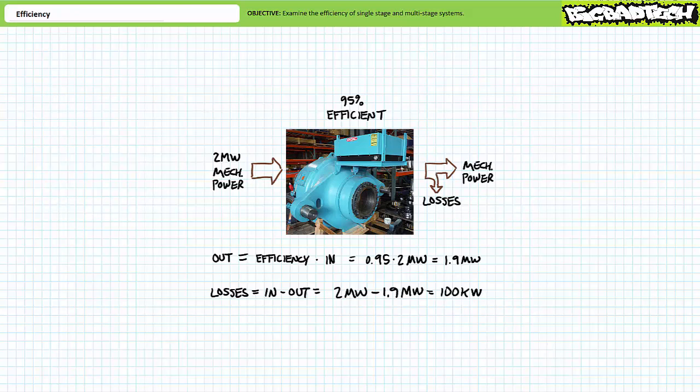This 100 kilowatts of losses has to go somewhere, and the film of oil coating the moving gears not only eliminates destructive metal-to-metal contact, but also transfers the heat away from the mating surfaces. It's for this reason you'll sometimes see a radiator or a heat exchanger used to cool the gearbox oil and rid itself of this heat so the oil doesn't thermally degrade and the gearbox continues to function properly.